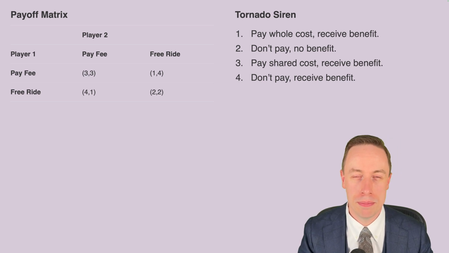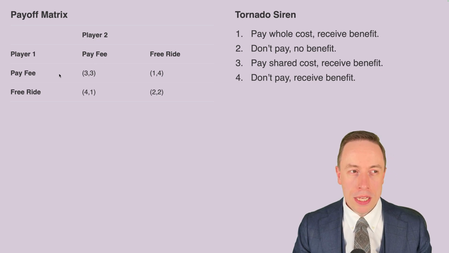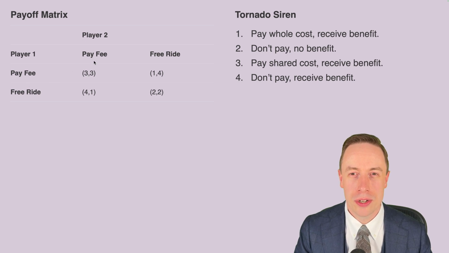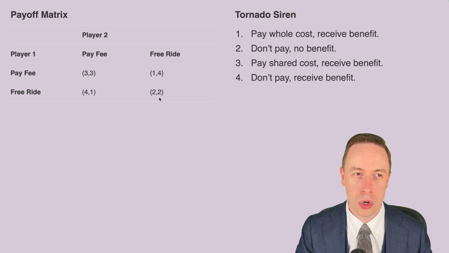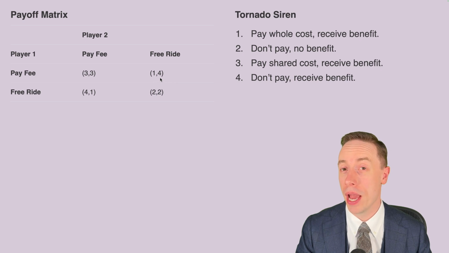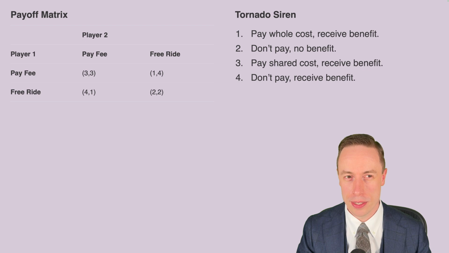So let's look through our matrix here, how these play out. If everybody pays the fee to get the tornado siren, we've got the shared cost and the tornado siren exists. If everybody tries to be a free rider, well, then nobody pays and the tornado siren doesn't exist. And then worst possible outcome, one person decides to pay, nobody else does. So they have to pay by themselves. Everybody else very happy, get a tornado siren for free. So 1 and 4 in those boxes.